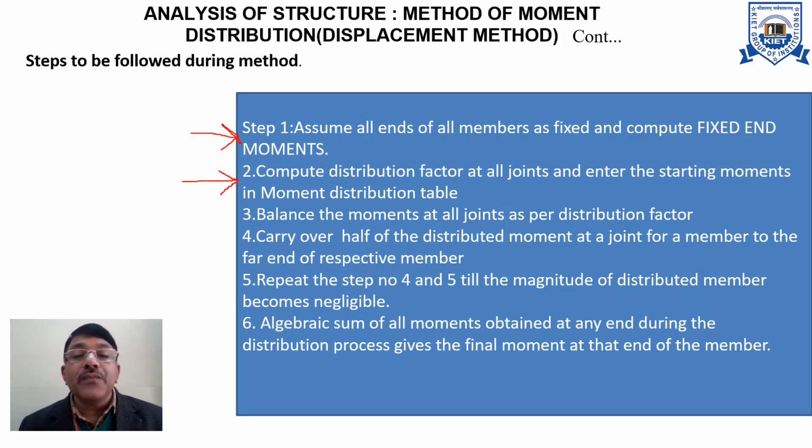Step 1 is all about the fixed end moments due to the applied loads. If there is any settlement case, then fixed end moments due to the settlement are also to be recorded and added to the fixed end moments obtained due to the loads acting upon the span. Then enter the entire data along with the distribution factor in the moment distribution table. Then balance the moments at each and every joint as per the distribution factor.